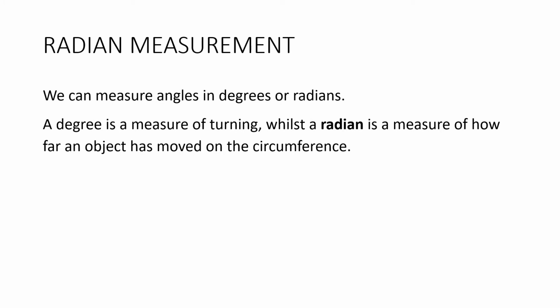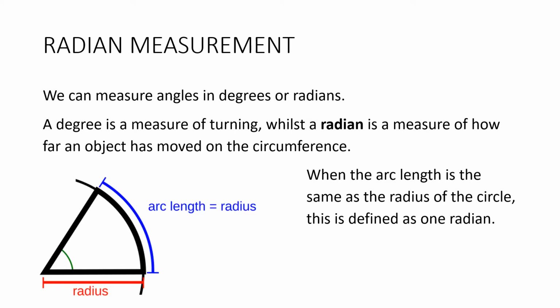Now we can measure angles in degrees or radians. A degree is a measure of turning, so how much you turn around, whereas a radian is a measure of how far an object has moved on the circumference. So if we have a look at this diagram here, we have the arc length of this circle equal to the radius. And that's the definition of 1 radian.